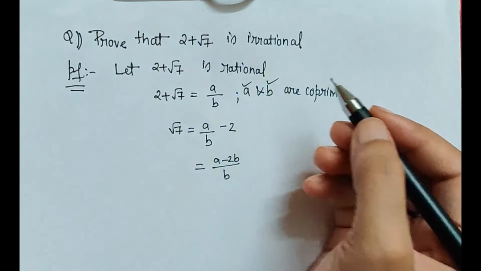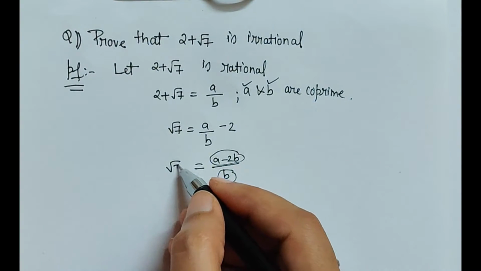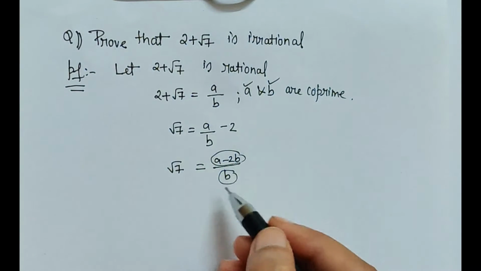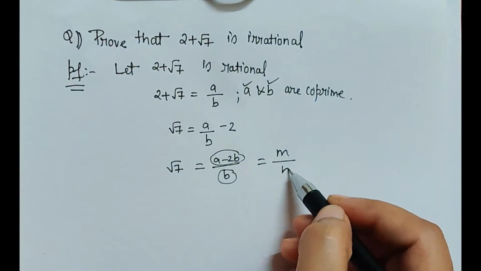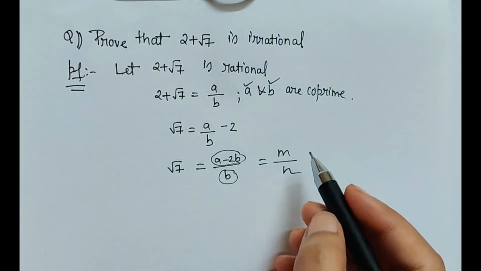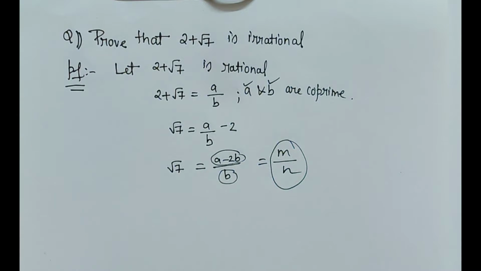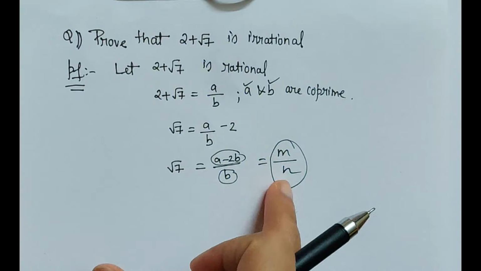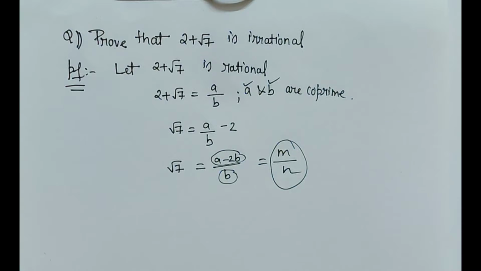Here we know a and b are integers. So when this is an integer and this is an integer, as a whole it is nothing but a ratio, some m by n. If I simply replace this by m and this by n, it is a ratio of m by n. That means it can be written in the a by b form. Any number which can be written in the form of a by b, where b is not equal to 0 and a and b are co-prime, is called a rational number.